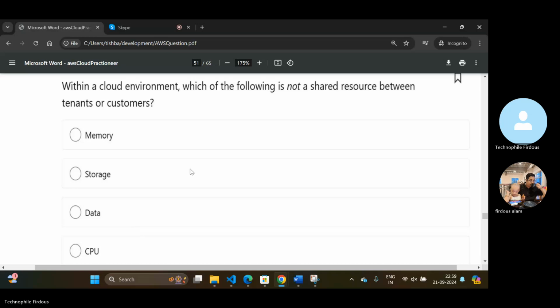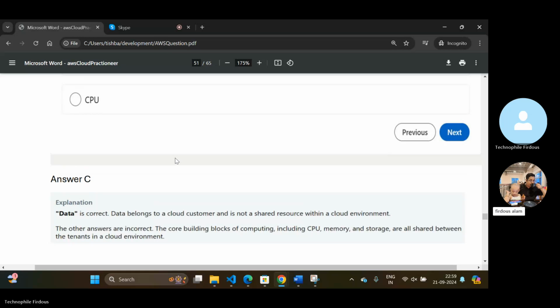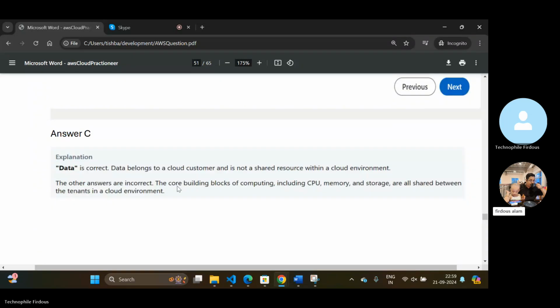Okay. This question asks: within a cloud environment, which of the following is not a shared resource between tenants or customers? So within a cloud environment, which thing is not shared between tenants or customers? We share the memory, we share the storage, and we share the CPU. But data we don't share, right? For data privacy, we don't share. So the answer should be D, data. Yeah, C, data, right? So data is the correct option.